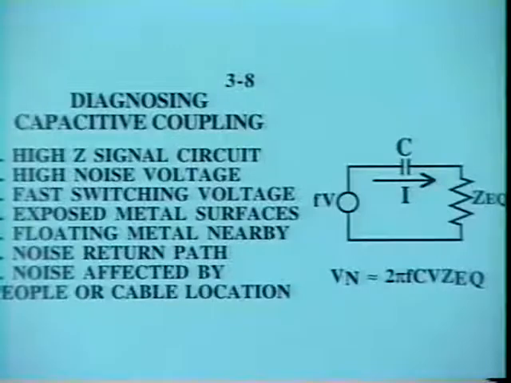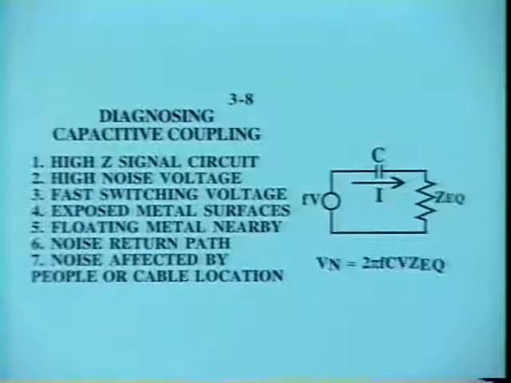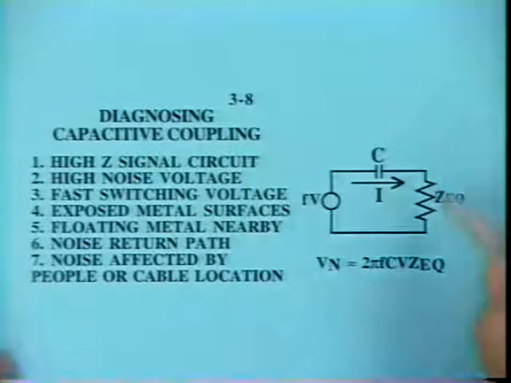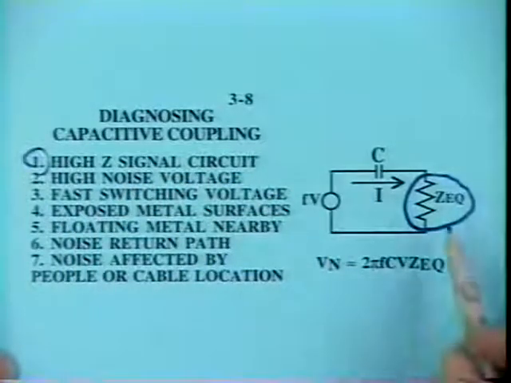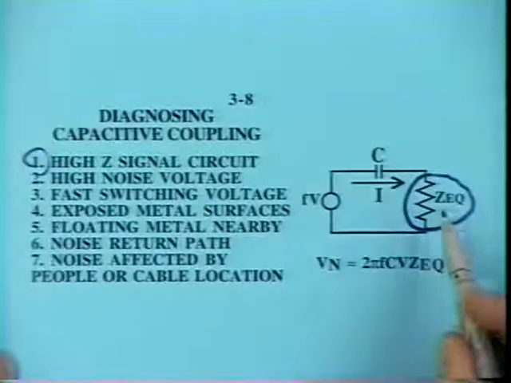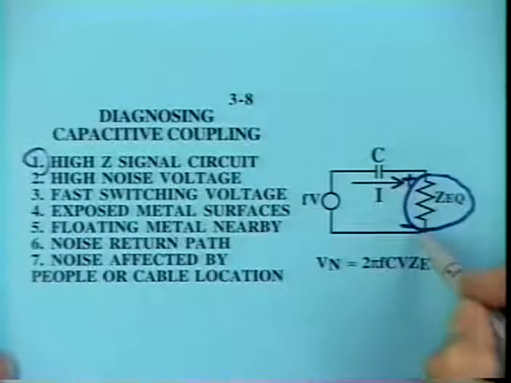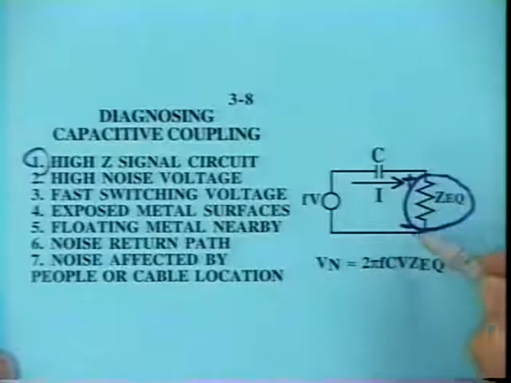All right, let's talk about how to diagnose capacitively coupled problems. What do we look for to identify that this is our difficulty? Well, the number one thing to look for is the equivalent impedance of the susceptible circuit. We usually know that. That's information that we have available to us. And that's our number one indicator as to whether we're going to have an electric field coupling problem. The larger this impedance is, then the larger the voltage that will be developed when this fixed amount of current goes through that impedance.